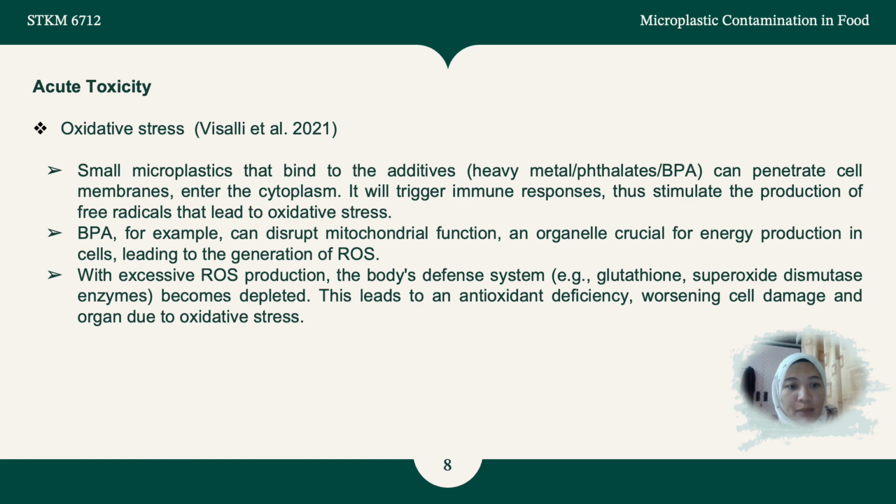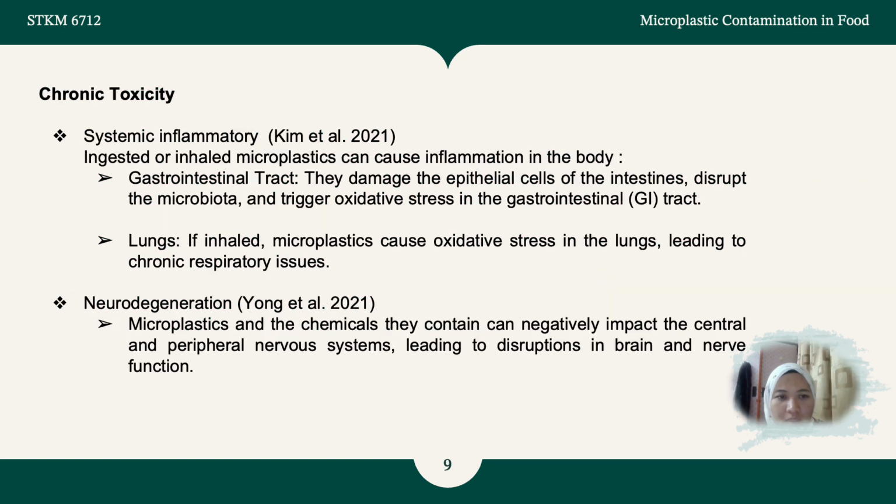For example, BPA can disrupt mitochondrial function, an organelle crucial for energy production in cells, leading to the generation of ROS. With excessive ROS production, the body's defense system, for example, glutathione and superoxide dismutase enzyme, becomes depleted, and this leads to an antioxidant deficiency, worsening cell and organ damage due to oxidative stress.